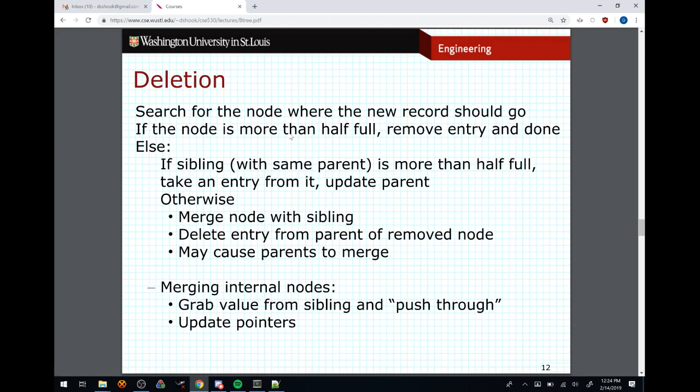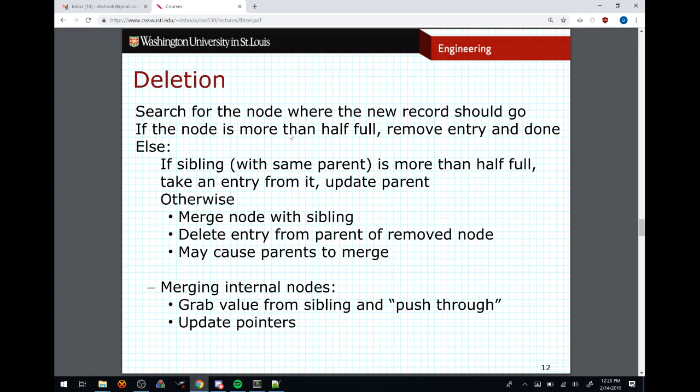So if I can remove that value and the node is still half full, I'm done. But if I remove that value and the node is less than half full, I've got some work to do. I've got some options. The first thing that I'm going to try to do, if the node is less than half full, is look at my neighbors. Look to my left, look to my right.